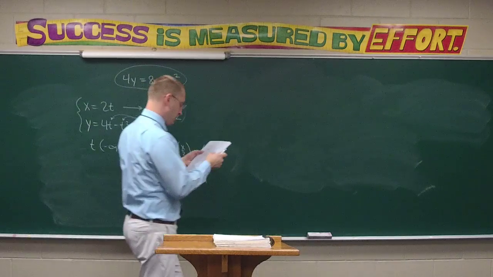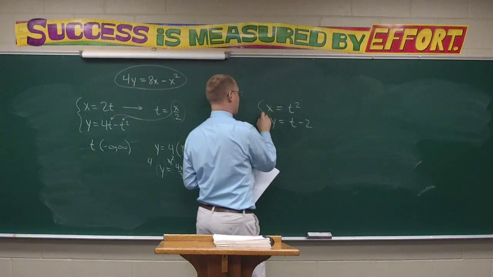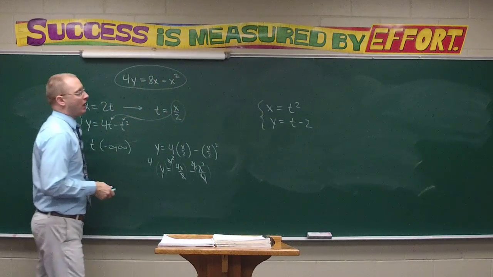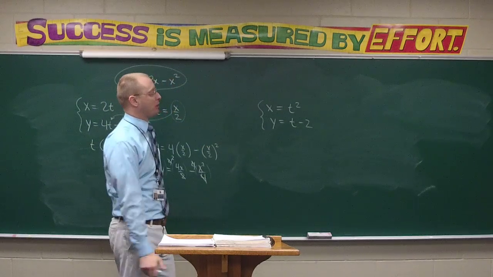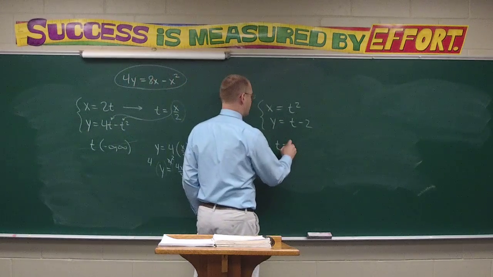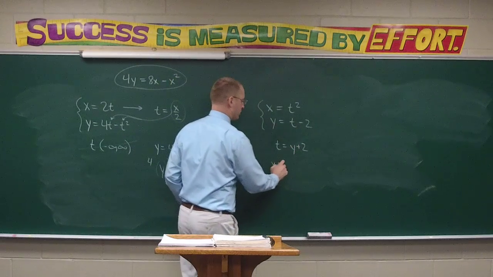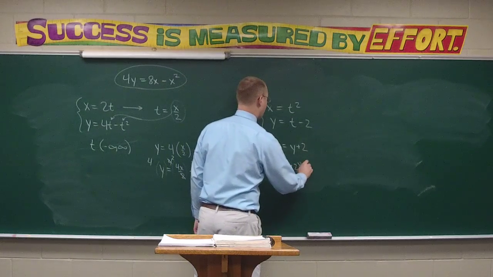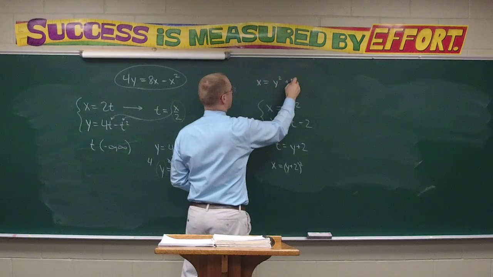All right, write this one down. x equals t squared, and y equals t minus 2. Again, this is one of our parabolas we did yesterday, but we had a limit on the parameter. Here I have no limit on the parameter, so there's no point even having the parameter. So let's solve the bottom equation for t to say that t is equal to y plus 2, and then we can substitute to get x is equal to y plus 2 squared, or if we were to expand it, y squared plus 4y plus 4.